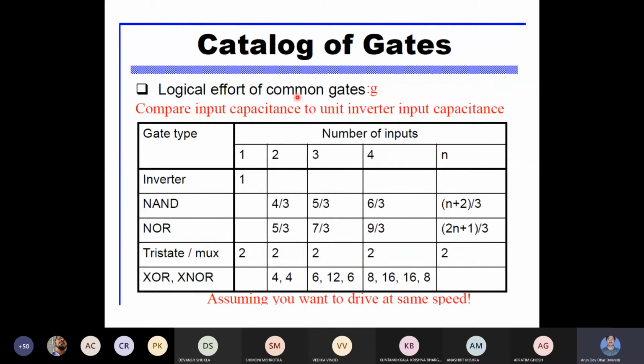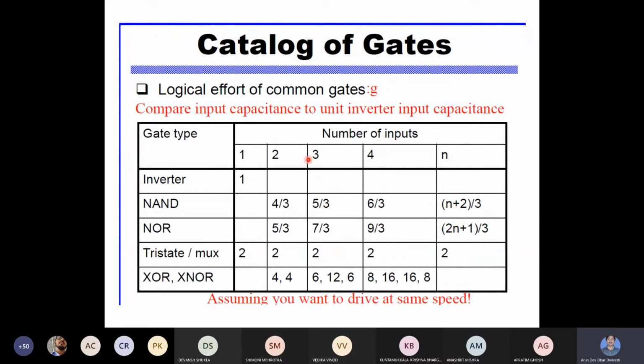So the logical effort G of various common gates is found by comparing the input capacitance of the gate to the input capacitance of the unit inverter. Here the gate types are given: inverter, NAND gate, NOR gate, tri-state or multiplexer, XOR, XNOR. The number of inputs is defined as 1, 2, 3, 4, or in general n, and there is a generalized formula for n inputs.